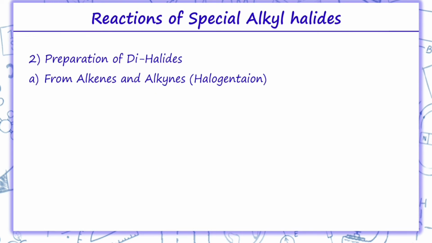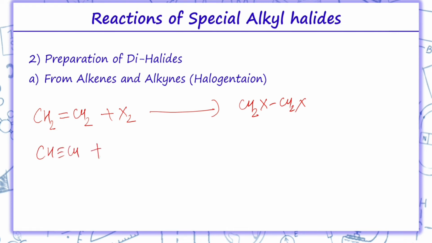Now coming on to preparation of dihalides. So we can prepare dihalides from alkenes and alkynes by the halogenation process. So like we have alkene CH2 double bond CH2. When halogenation is carried on, then halogen group will be attached. Thus we will get over here vicinal dihalides. But if we are taking over here alkynes, on addition of HX, we get over here gem dihalides. So this is how dihalides can be prepared from alkynes and alkenes.